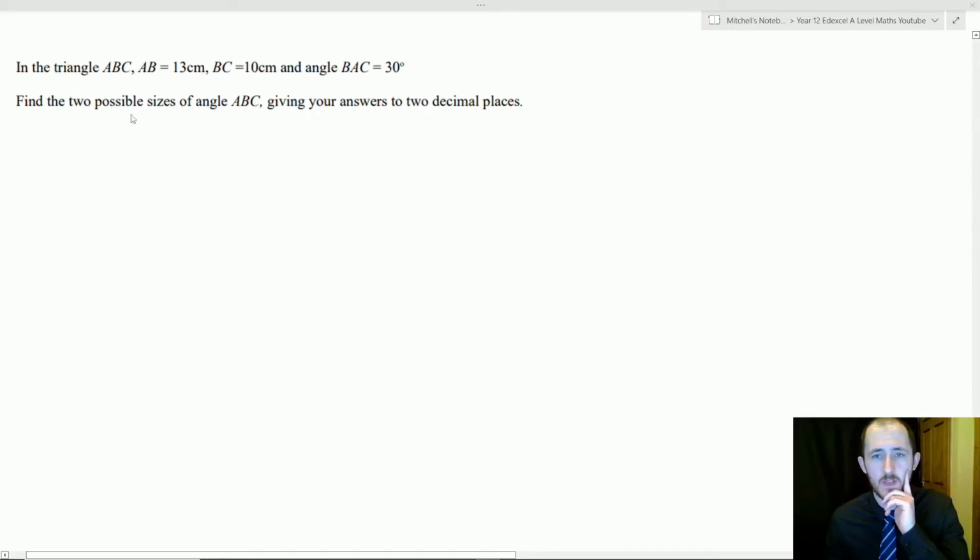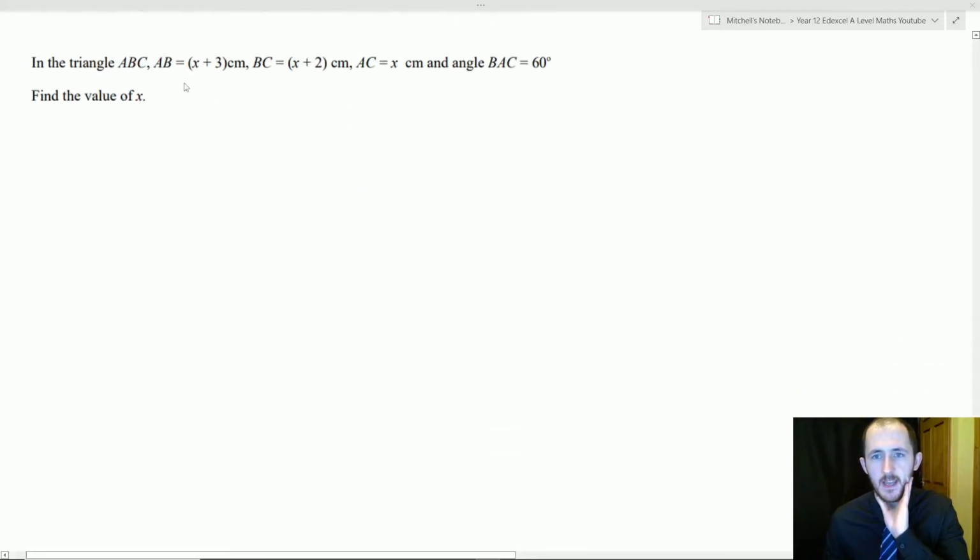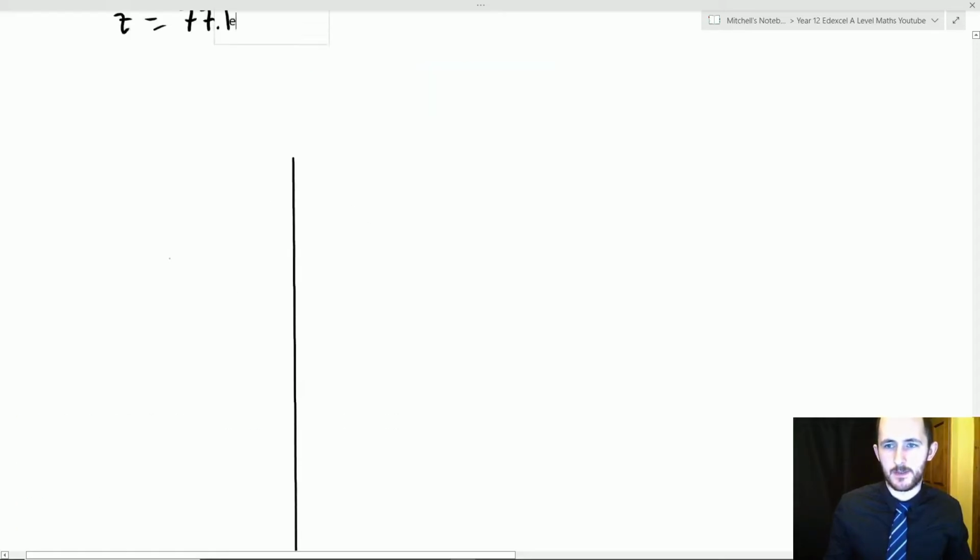This question is also quite interesting because it combines what we did last week, which was the cast diagram. But this is the extreme one, okay? So let's have a look at this one. So, let's draw our triangle.